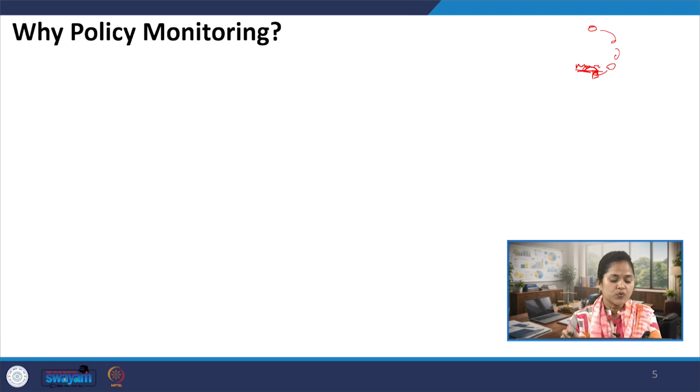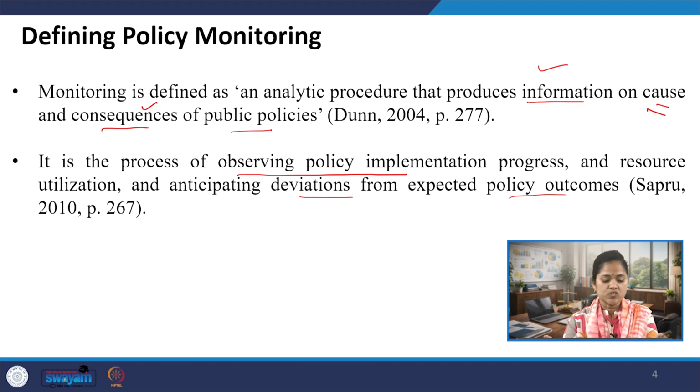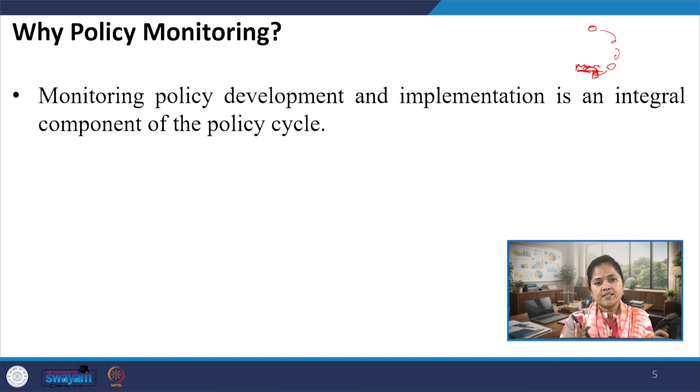Okay, so in order to know the causes and consequences of that particular policy that is implemented, to what extent it has been implemented as per the target, and if we find any kind of deviation between the target and the actual implementation, then we can also identify the reasons or causes behind this deviation. Okay, so we can say that policy monitoring happens during the policy implementation.